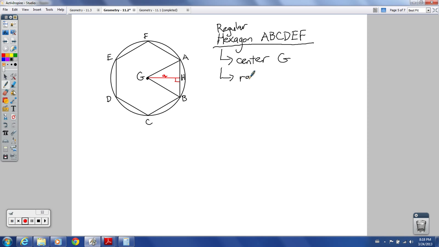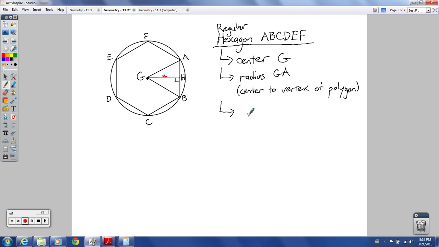This radius, or the radius of a polygon, you can have as long as it's inscribed like this. The radius would be a segment from the center to one of the vertices. So in this case, the radius would be GA. You could also say AG. You could say GB. You could also say BG. So all four of those would work. What it is, it's the center to a vertex of the polygon. So that's the definition of a radius of a polygon.